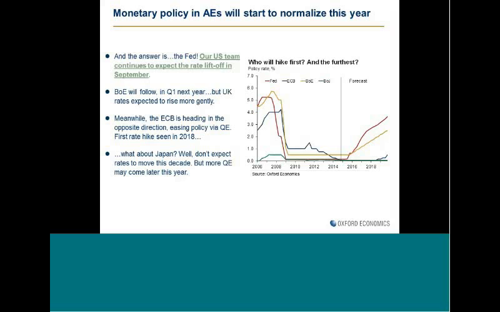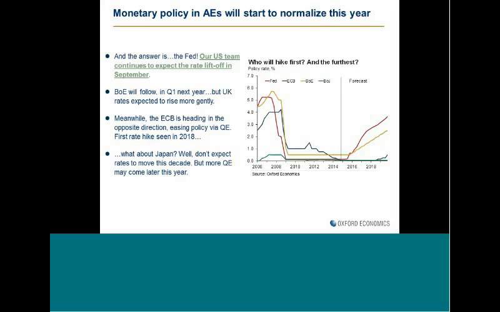Following the Fed will be the Bank of England, who we expect to hike rates around February next year. And as you can see from the chart, we think that Bank of England rates will rise more gently than U.S. rates. Meanwhile, we have the European Central Bank heading the opposite direction. They just announced a quantitative easing program, and we won't expect any rate hikes before 2018. And Japan, well, Japan will just keep rates at zero for at least by the end of the decade.